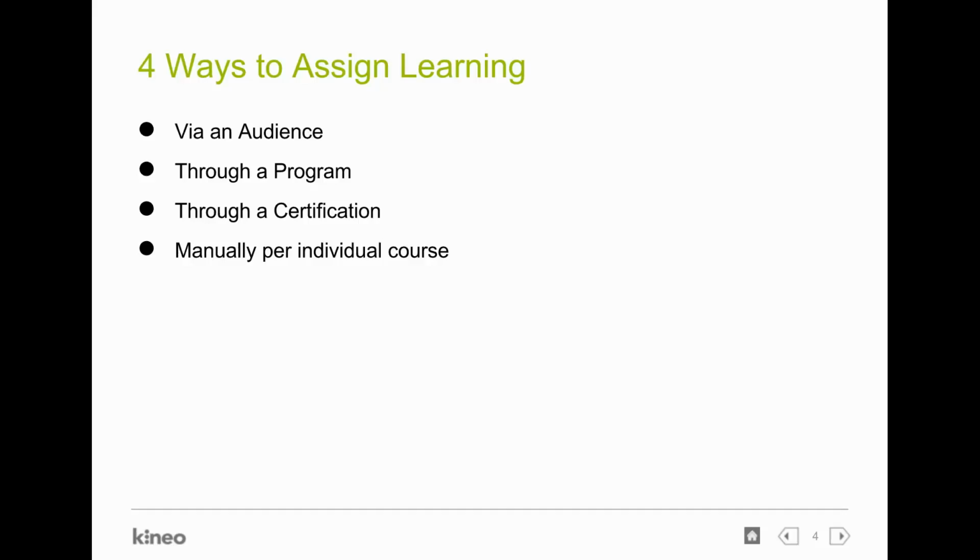You can actually build another audience and push them into additional learning that way. So that's one way. You can also assign people through a program. So you can actually build a program and then make your assignment directly within that program. You can also do the same thing through a certification. So you have the ability to go ahead and assign those individuals to the certification. We'll take a look at that. And then you can also do it manually on a per individual course-by-course basis.